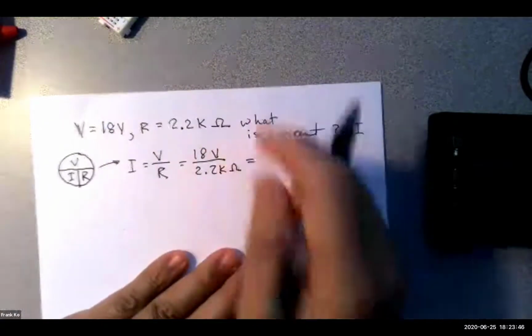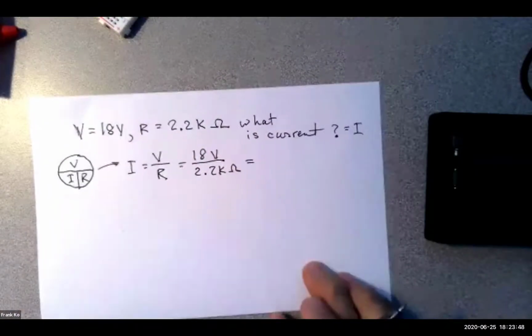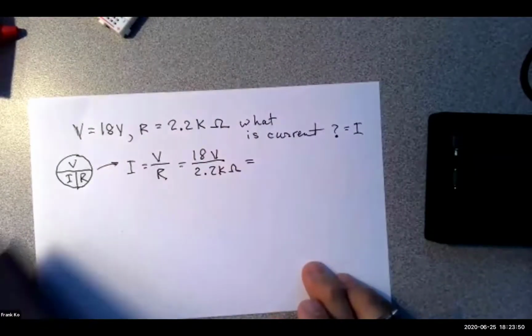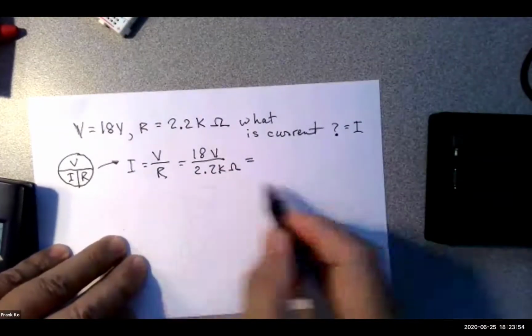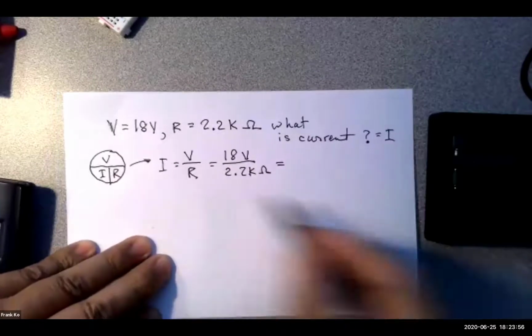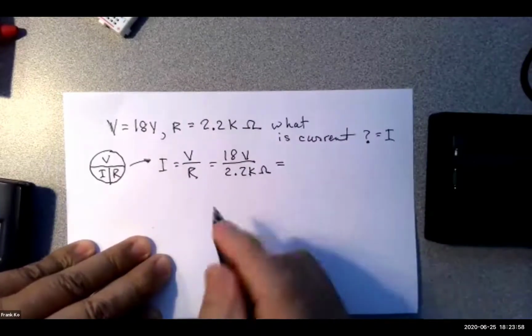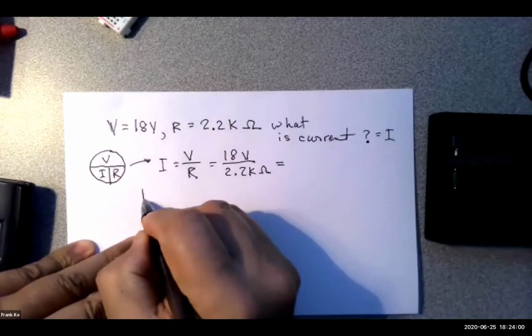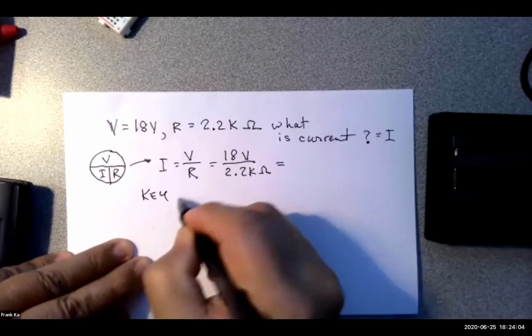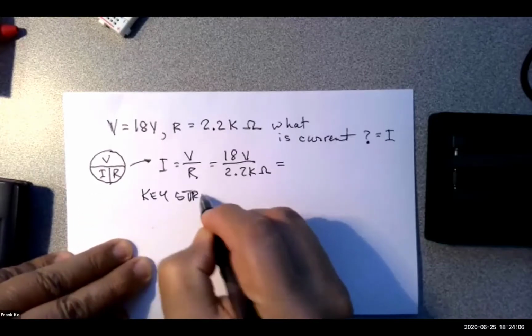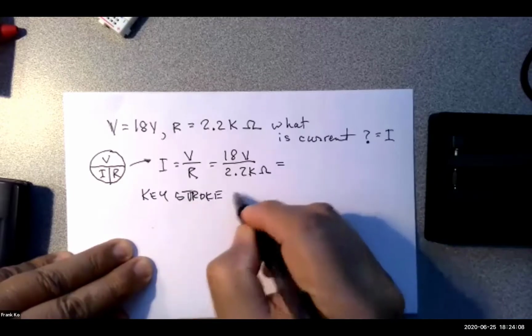And here's where a number of students stumble in the middle of the road. They key in 18 divided by 2.2 and call it a day. Can't do that. It's 2.2 kilo. So what is the keystroke sequence that we need to do in order to achieve this? Here's the keystroke sequence.